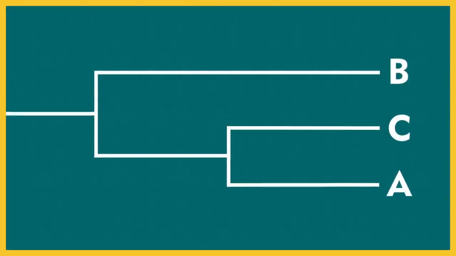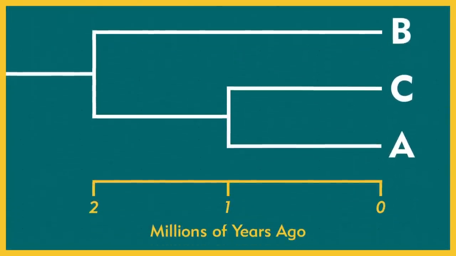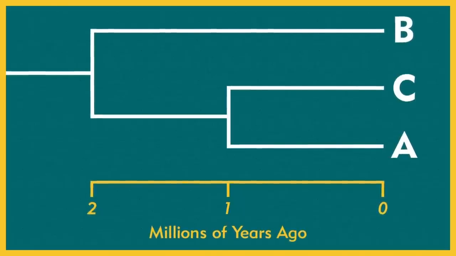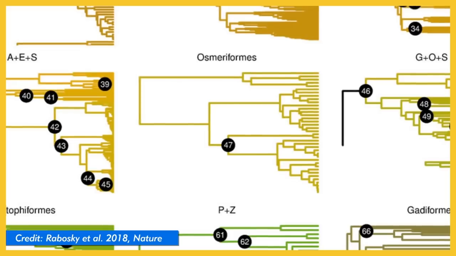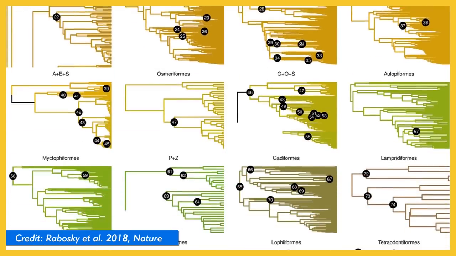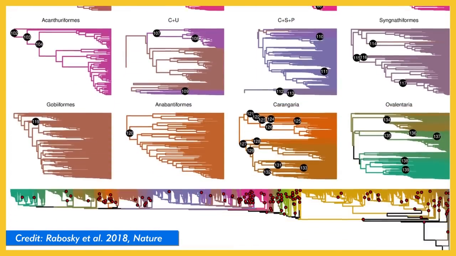So instead of saying species B diverged from species A before species C did, the tree can be read as species B diverged from species A 2 million years ago, whereas species C diverged 1 million years ago. Sweet. So we have a tree, and a really detailed one at that. In fact, the tree constructed by this team is the largest fish tree to date.